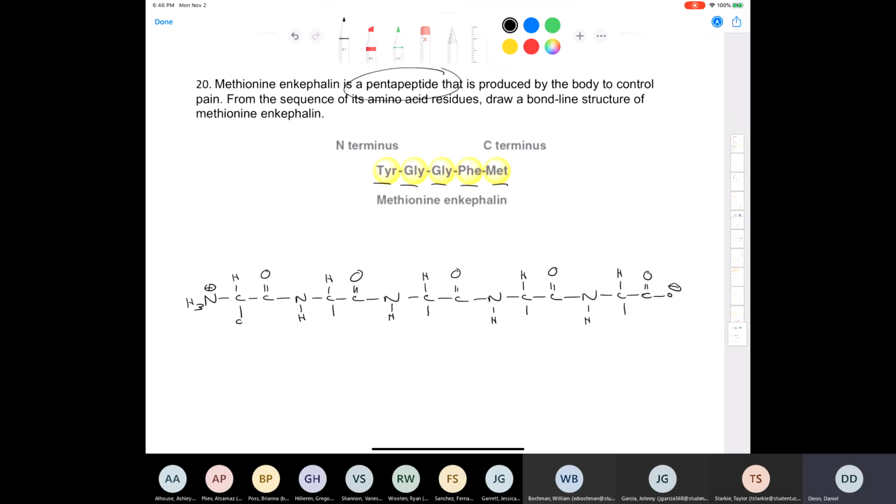So the R group for our tyrosine is a CH2 with an aromatic ring, followed by a hydroxyl in the para position. For glycine, it's the simplest amino acid. The R group is simply a hydrogen. We have 2 of those in a row. Next, we have phenylalanine, which has a CH2 and an aromatic ring attached directly to it. And the last one is methionine, which you probably had to look up. It goes CH2, CH2, sulfur, and CH3. So it's a sulfide. Fix my sulfur. And there you have it.